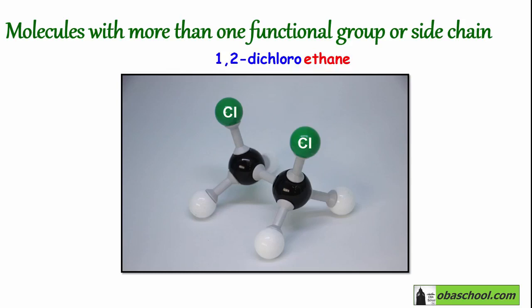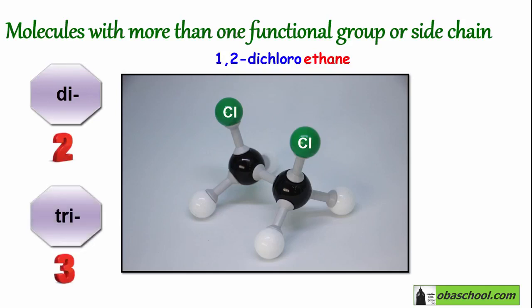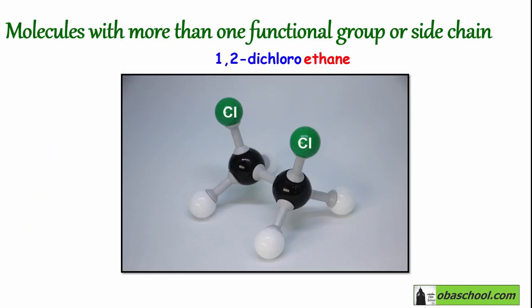We know why we put ethane. Let's check the 1,2-dichloro part. Because we have 2 chlorine atoms, we added the prefix di. So di means that we have 2. If we have 3, we will add tri, and so on. Examine the molecule. Are these chlorine atoms attached to the same carbon atom? The answer is no. Each chlorine atom is attached to one carbon atom.